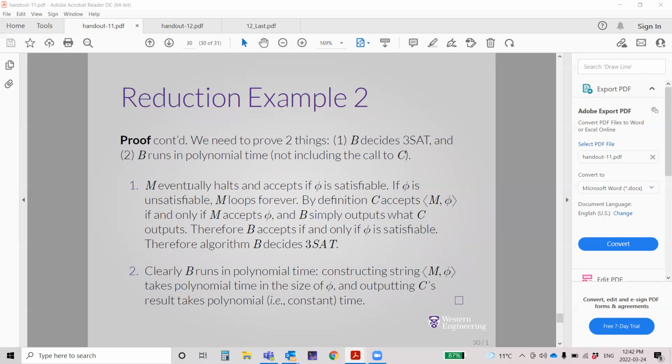Clearly, B runs in polynomial time: constructing a string M and phi takes polynomial time in the size of phi, and outputting C's result takes constant time. And you know, in big O, we said that multiplication by a constant we forget, so for example 2n, we'll say it's big O of n.